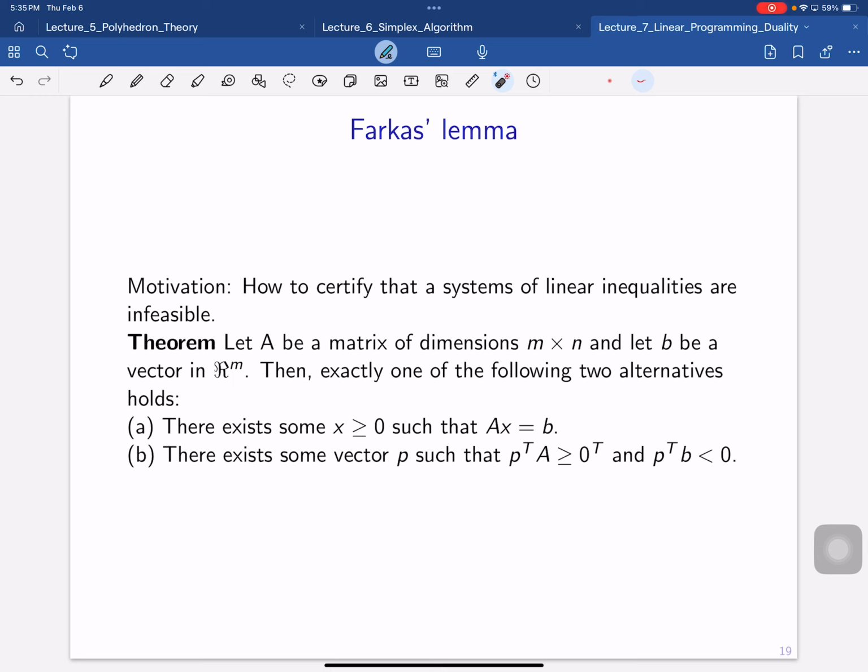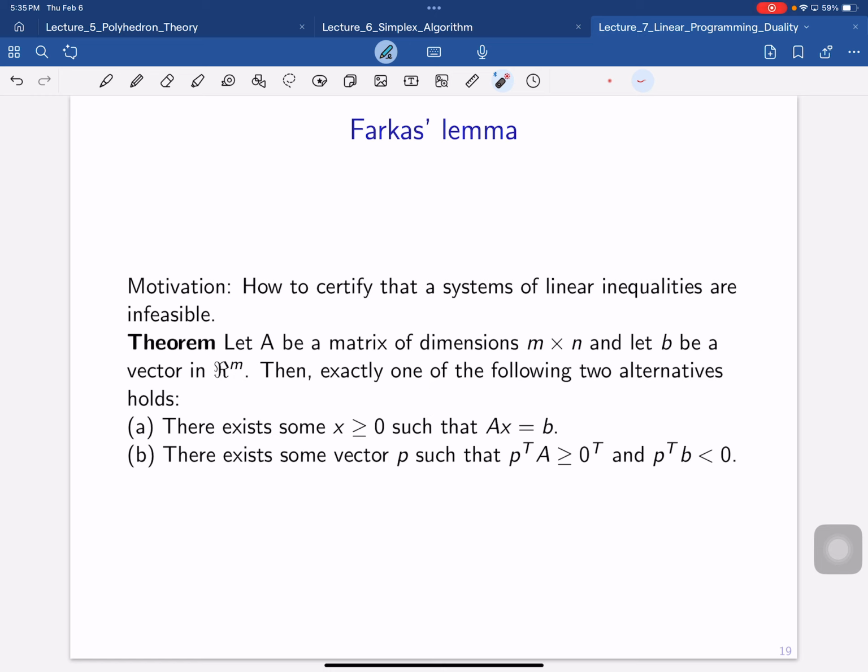I think if you were to ask people what is the most important theorem related to linear programming, some of them will tell you this theorem called Farkas lemma, right? It was discovered, or you can also say invented, by Farkas. Maybe he's a very humble guy. He called it a lemma, but it's actually a very important theorem, right?